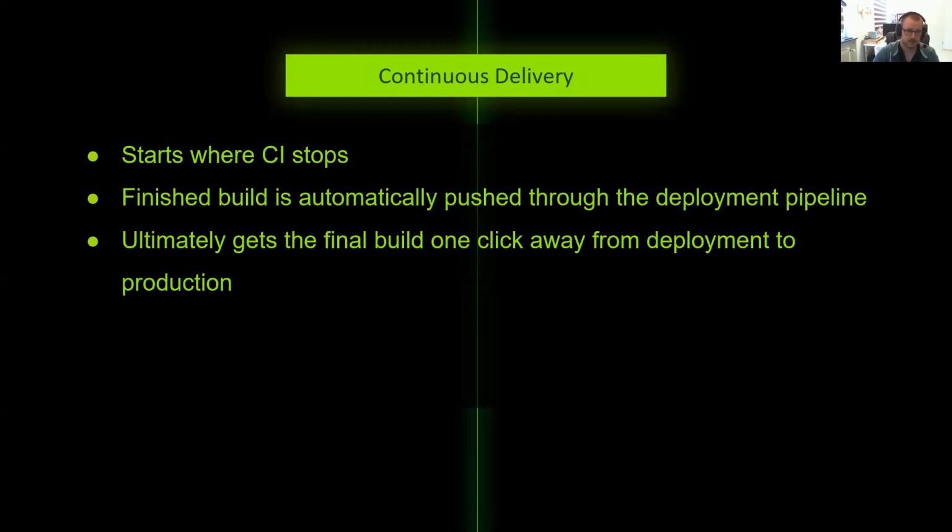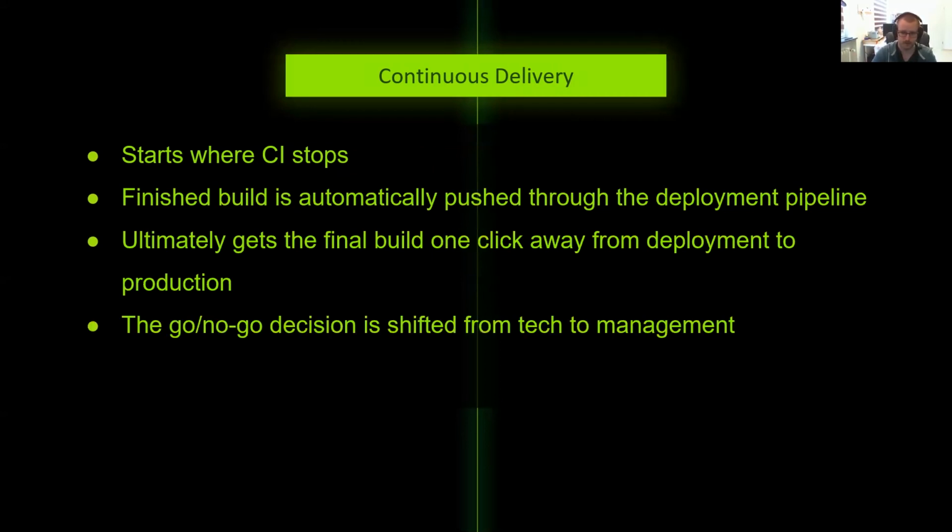The ultimate end goal here is to get the final build exactly one click away from deployment to production. So at the end of the day, we could simply press that button and say, okay, this build now goes live. And the go or no-go decision for updating the game, releasing a patch, having the beta submission today or whatever, now is finally being shifted from a technical decision, because the developers say, no, we can't do this, there are too many bugs, to a management decision, who in turn can say, no, it's simply not the right time to release the patch today. But we could.